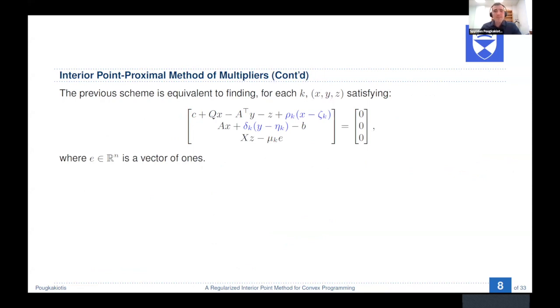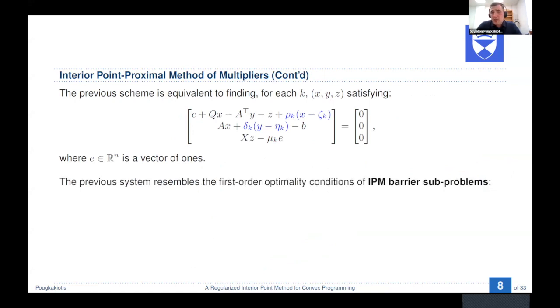Now, again, I have highlighted in blue two terms here. And if you ignore these two terms, you can observe that this nonlinear system of equations is exactly the system that appears within standard traditional interior point methods. And we call those nonlinear systems the IPM barrier subproblems. So here we have a perturbed IPM barrier subproblem because we have the two terms associated with the augmented Lagrangian.